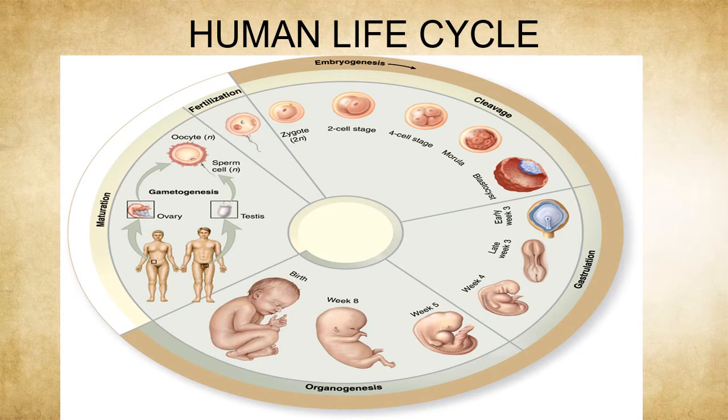The human life cycle begins with, after fertilization of gametes, the single-celled zygote undergoing embryogenesis, which consists of cleavage, gastrulation, and organogenesis. After birth, the baby will develop until he or she reaches maturity. Humans will produce the next generation by sexual reproduction.